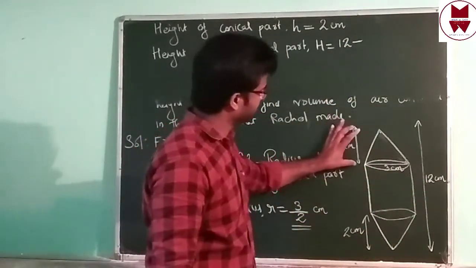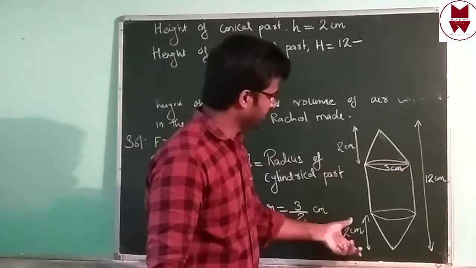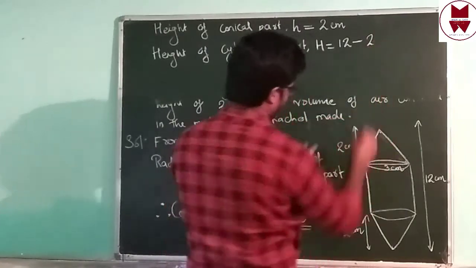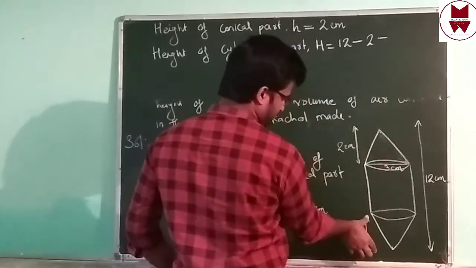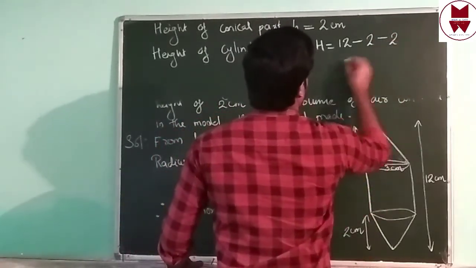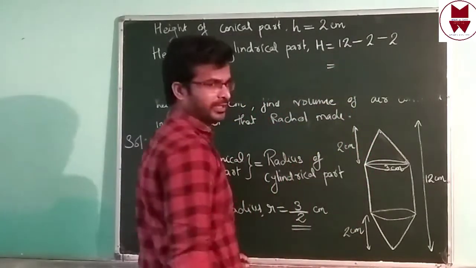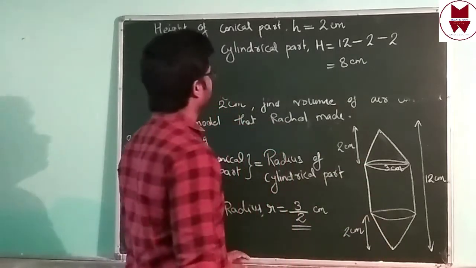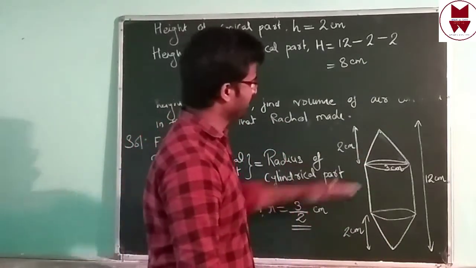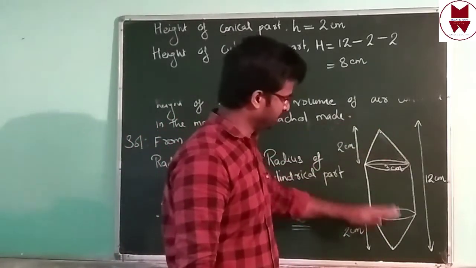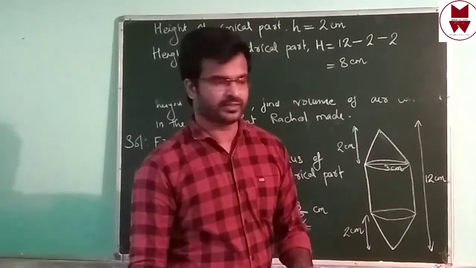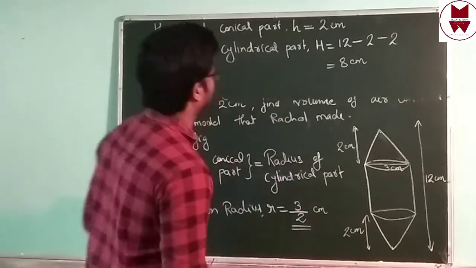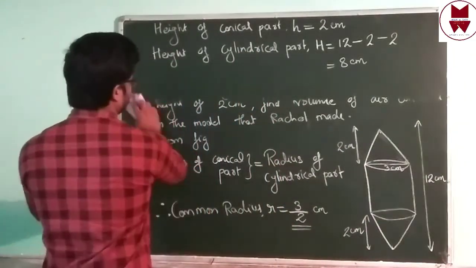From there, which part? This 2 centimeter we have to subtract. Downside also there is one more 2 centimeter, isn't it? We can write minus 2. From upside, again minus downside. Equal to 12 minus 2, 10. 10 minus 2, 8. 8 centimeter. Height of cylindrical part will be 8 centimeter. The height of the cone on top side and bottom side we cannot consider. 12 minus 2, again minus 2 in total. Remaining 8 centimeter.